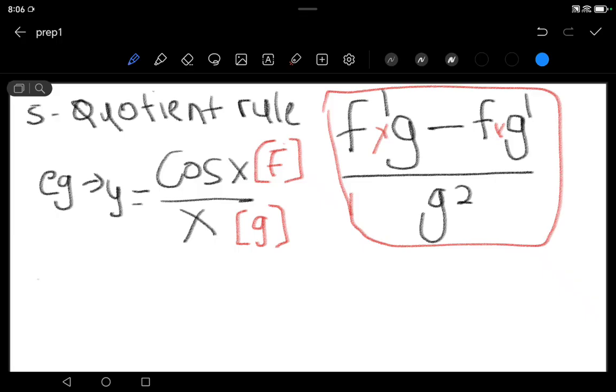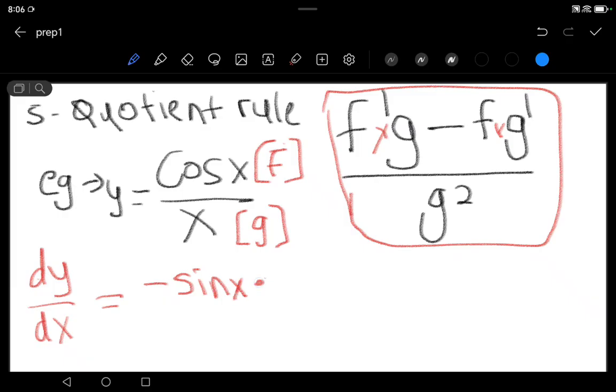So the derivative of y equals cos x over x is gonna be dy over dx, which is f prime. Our f is cos. So the derivative of cos is negative sine. So we're gonna have negative sine x, and then we copy g. Our g is x, multiplied by x.